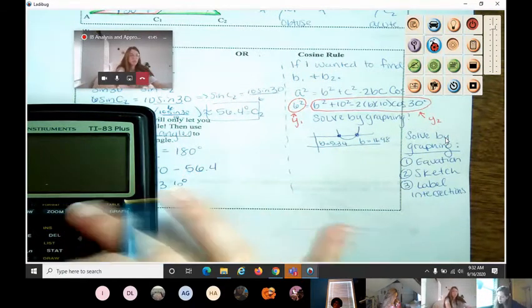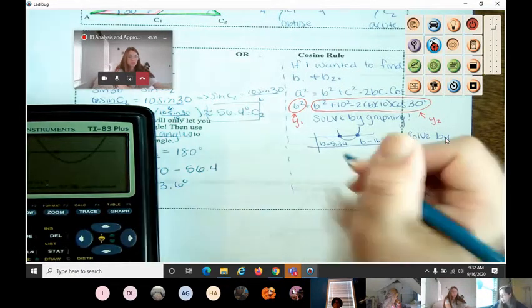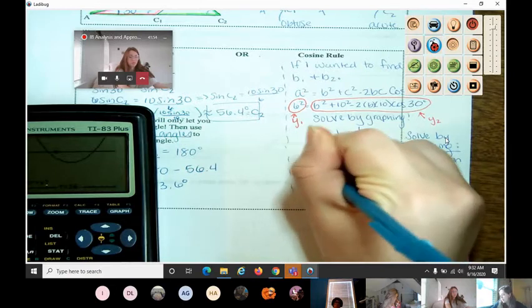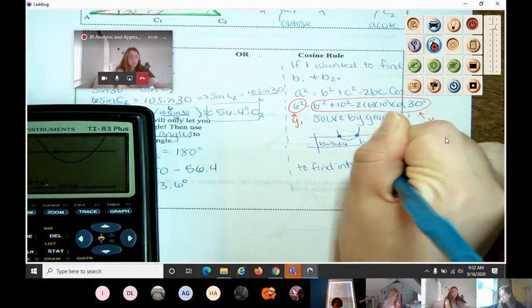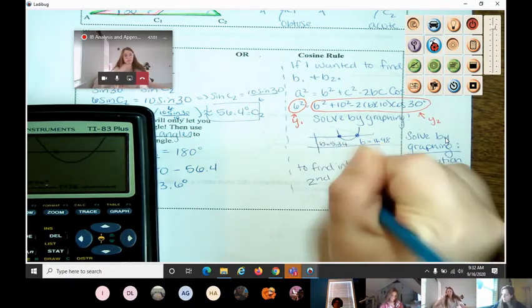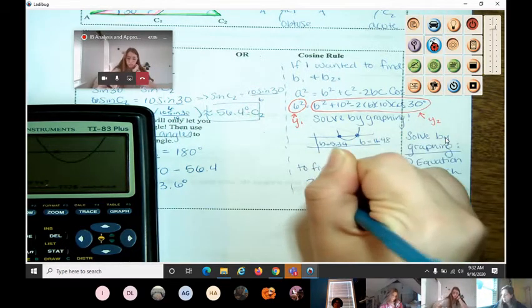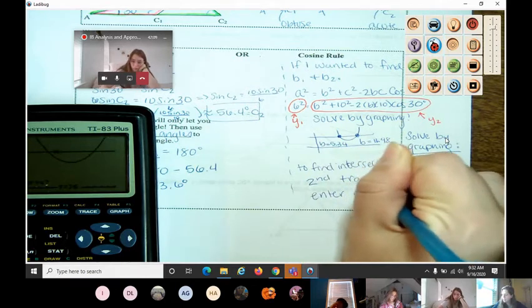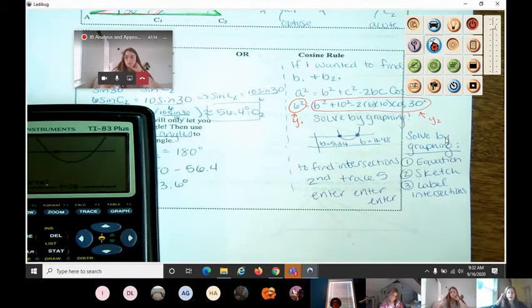There, second trace 5. Yeah, so if you don't know how to find the intersections, these are the steps. To find intersections, you're gonna do second trace 5, and then click enter, enter, enter. Just be careful when you click enter, enter, enter.